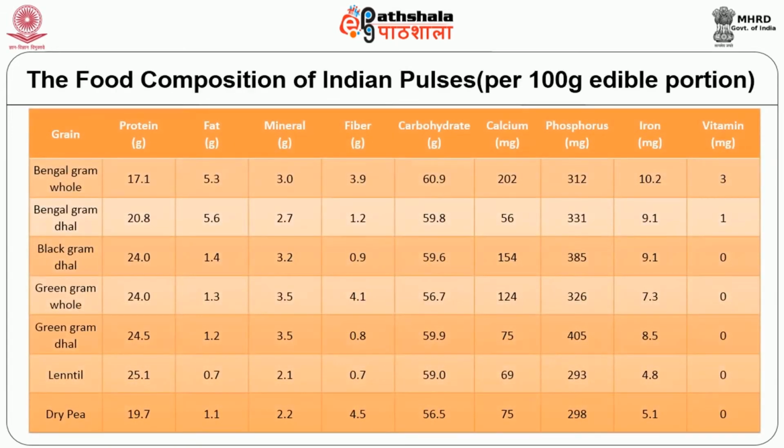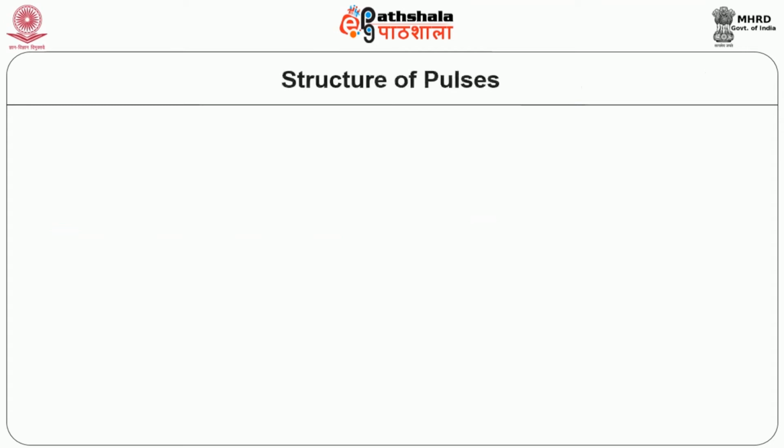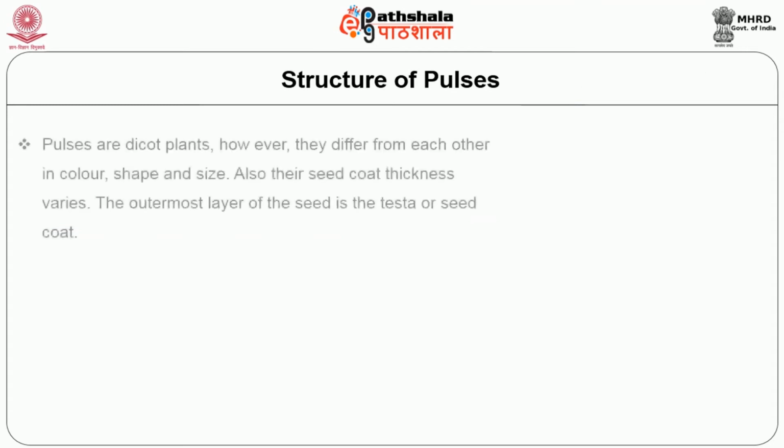The below table shows the composition of Indian pulses per 100 gram edible portion. Next is the structure of pulses. The pulses are dicot plants, however, they differ from each other in color, shape, and size. Also, their seed coat thickness varies depending upon the variety.